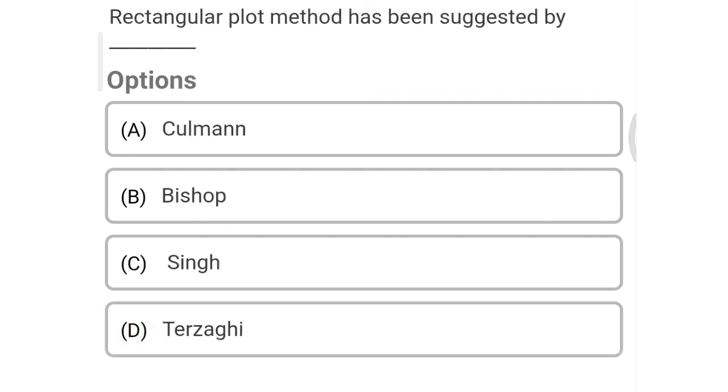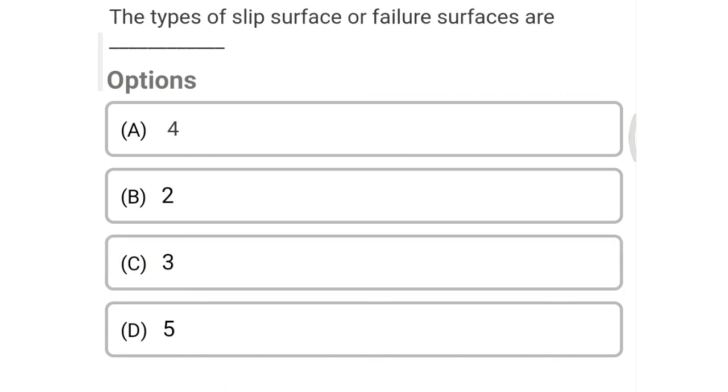So next question, rectangle plot method has been suggested by option A, Coleman, option B, Bishop, option C, Singh, option D, Terzaghi. So the correct answer is option C, Singh. So next question, the types of slip surface or failure surface are option A 4, option B 2, option C 3, option D 5. So the correct answer is option C 3.